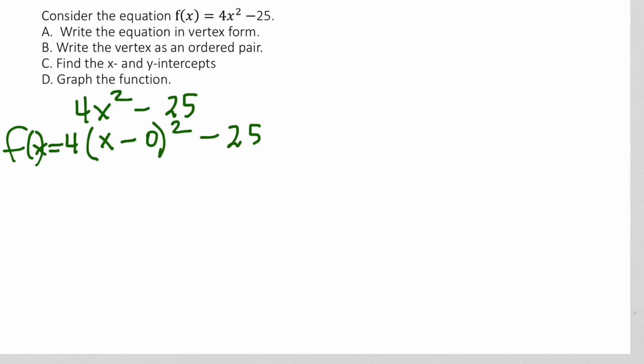Okay, so from there, I can get my vertex directly as (0, -25). Okay, so there's no left-right translation when you've got that 0. So there's my vertex. However, I do have that 4 in front, so that's a vertical stretch. Okay. So I've got the vertex as an ordered pair. Now we want to find the x and the y-intercepts. So we're going to factor this equation to find the x-intercepts.